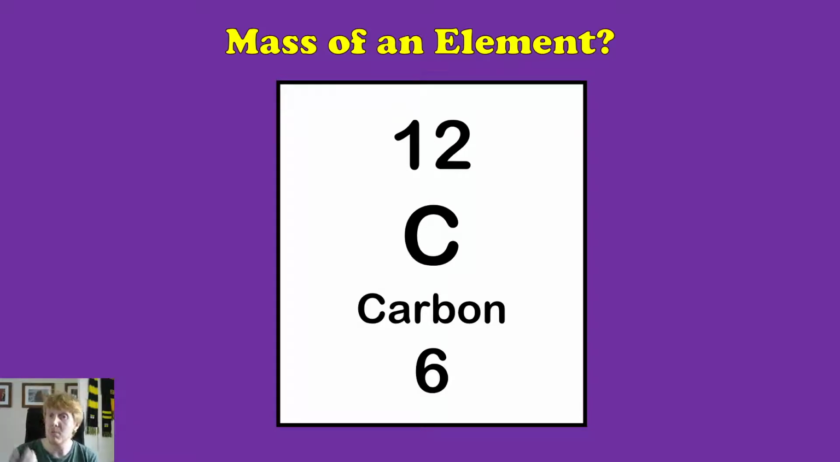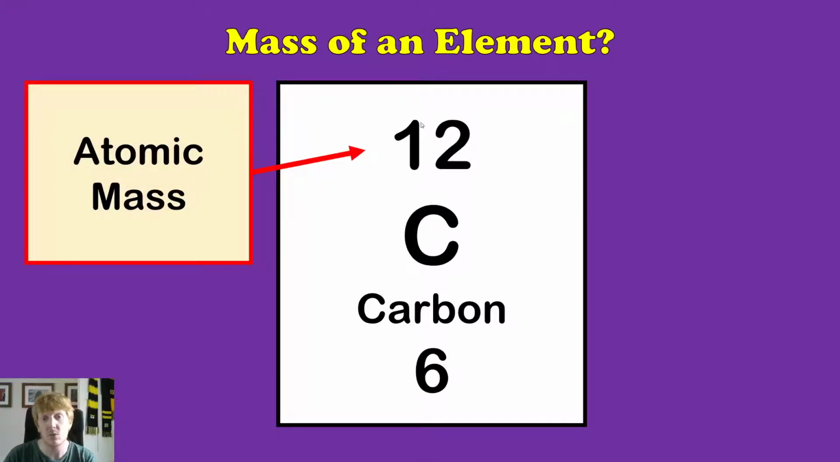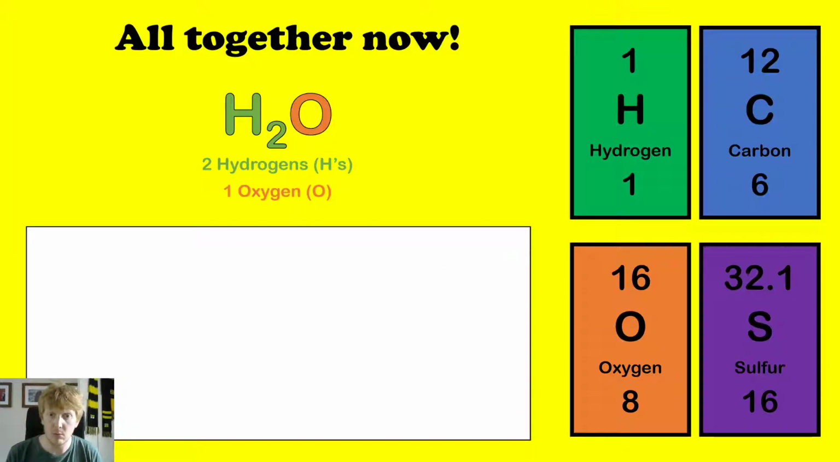So then we need to know the mass of each of these elements. To get the mass, all we need to do is read the top number of the periodic table. That is its atomic mass. And if we bring these two pieces of information, what elements and how many there are, and then their mass, put them together, and then add them all together, job's done. So let's have a look. So all together now, let's have a go.